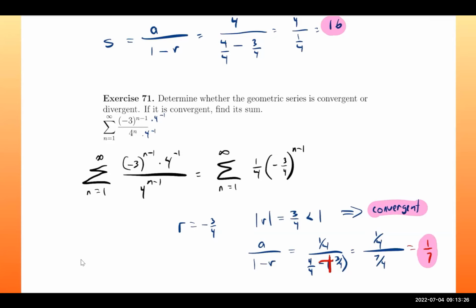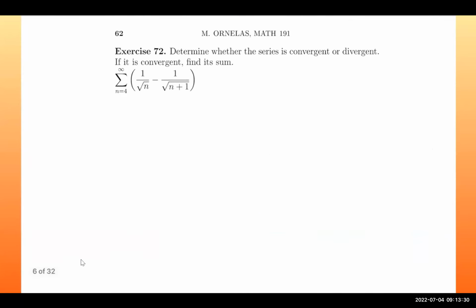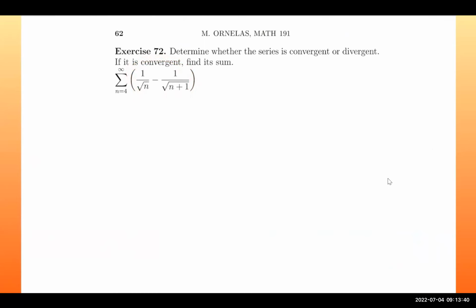Okay, let's move on to the next one. Determine whether the series is convergent or divergent. If it is convergent, find its sum. So usually when you see a problem that's got two fractions like this, a series that has two fractions, it could most likely be a telescoping series. So let's see what that looks like.